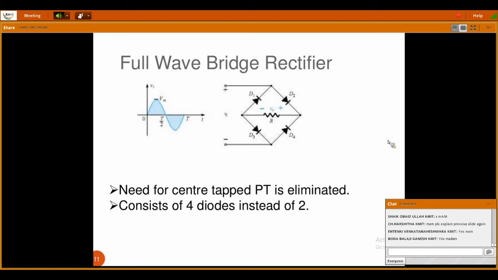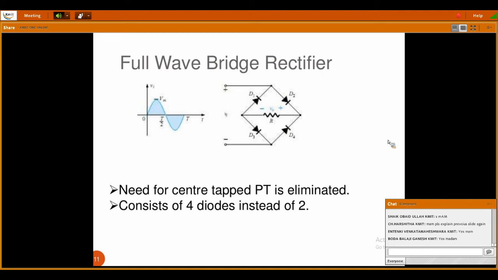And this is the full wave bridge rectifier. In the bridge rectifier, we are using 4 diodes. Center tapping is a costly piece of equipment, which is a disadvantage in the full wave rectifier. To eliminate that cost factor, we go for the bridge rectifier, where 4 diodes are used but center tapping is eliminated. That is the advantage of the bridge rectifier. Center tapping is eliminated and we use 4 diodes, but we get the same full wave output.